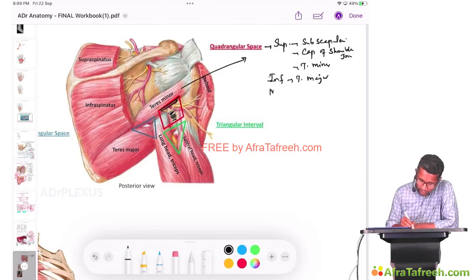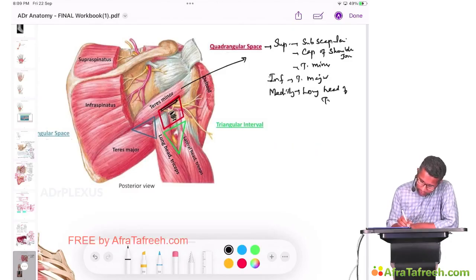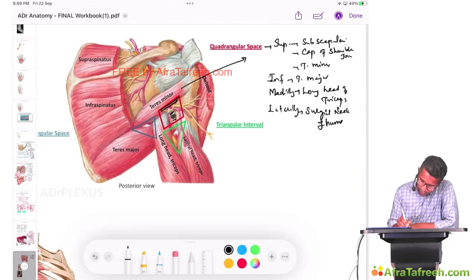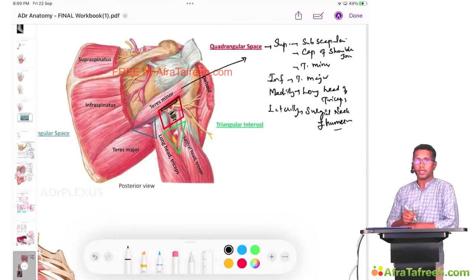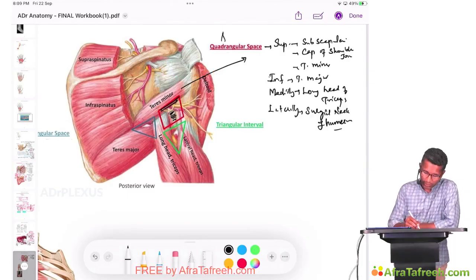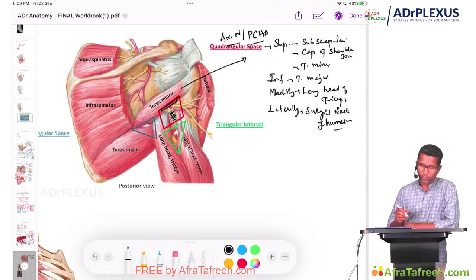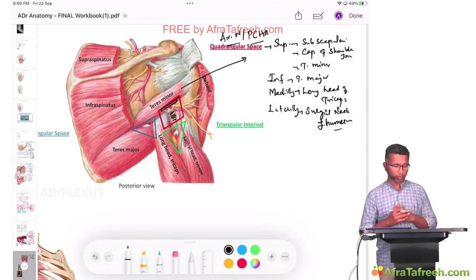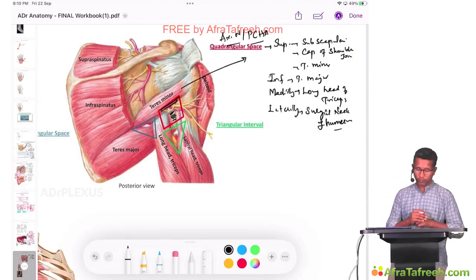It is bounded medially by the long head of the triceps muscle, and it is bounded laterally by the surgical neck of the humerus. Very, very important, guys. It is the surgical neck of the humerus. Okay, and the content of the quadrangular space, you all know, is the axillary nerve and the posterior circumflex humeral artery. I don't want to go into this again and again, we have told it several times.